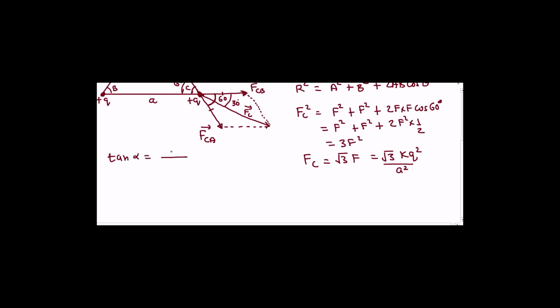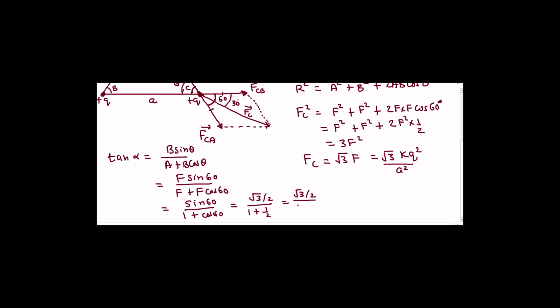So we can use the equation that we learned in vectors. Tan alpha is given by b sine theta upon a plus b cos theta. In this case, both b and a are F, so F sine 60 divided by F plus F cos 60 is equal to, F will come out common in both the numerator and denominator, so I'll be left with sine 60 divided by 1 plus cos 60. Sine 60 is root 3 by 2, and the denominator will be 1 plus half, because cos 60 is half, so this will be root 3 over 2 divided by 3 by 2, and that will be root 3 by 3, which is 1 by root 3.